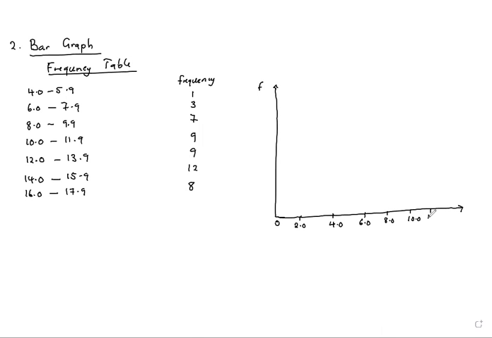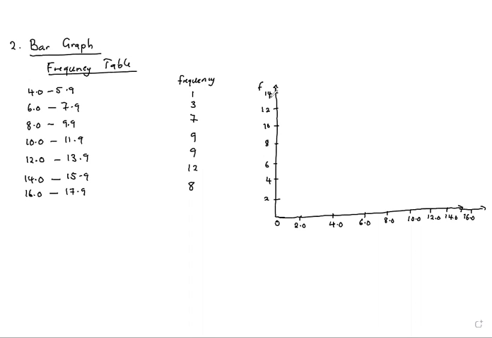And then 12.0, 14.0, and 16.0. So for the frequency, I'll put 2, 4, 6, 8, 10, 12, 14. If you're forming a bar graph, from 0 to 2, there's nothing. From 2 to 4, there's nothing.